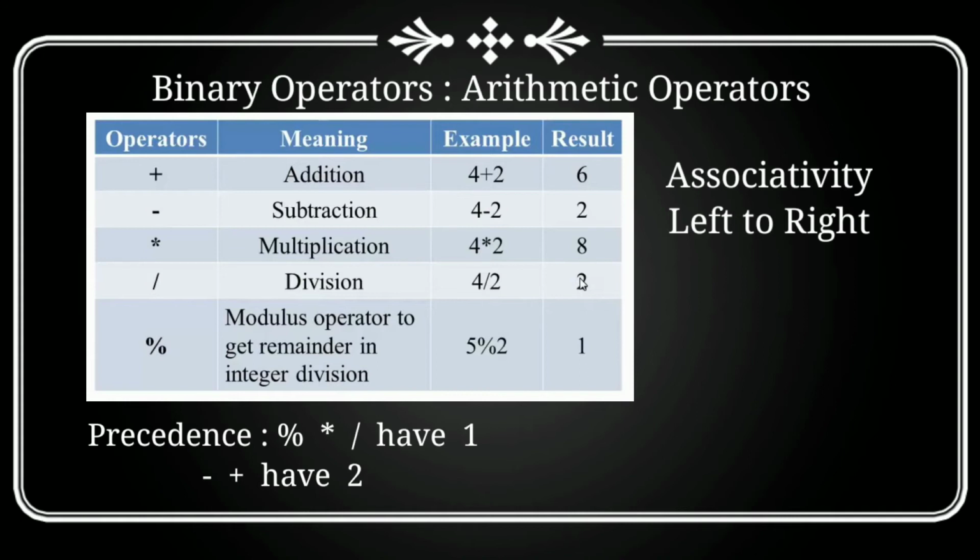Now comes associativity and precedence. Associativity means the order of performing the calculation, and precedence means priority. So the associativity is from left to right, and precedence order of modulus, star, division is 1 and precedence order of minus and plus is 2.